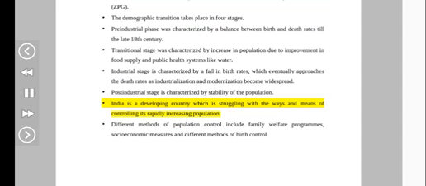India is a developing country which is struggling with the ways and means of controlling its rapidly increasing population. Different methods of population control include family welfare programs, socio-economic measures and different methods of birth control.